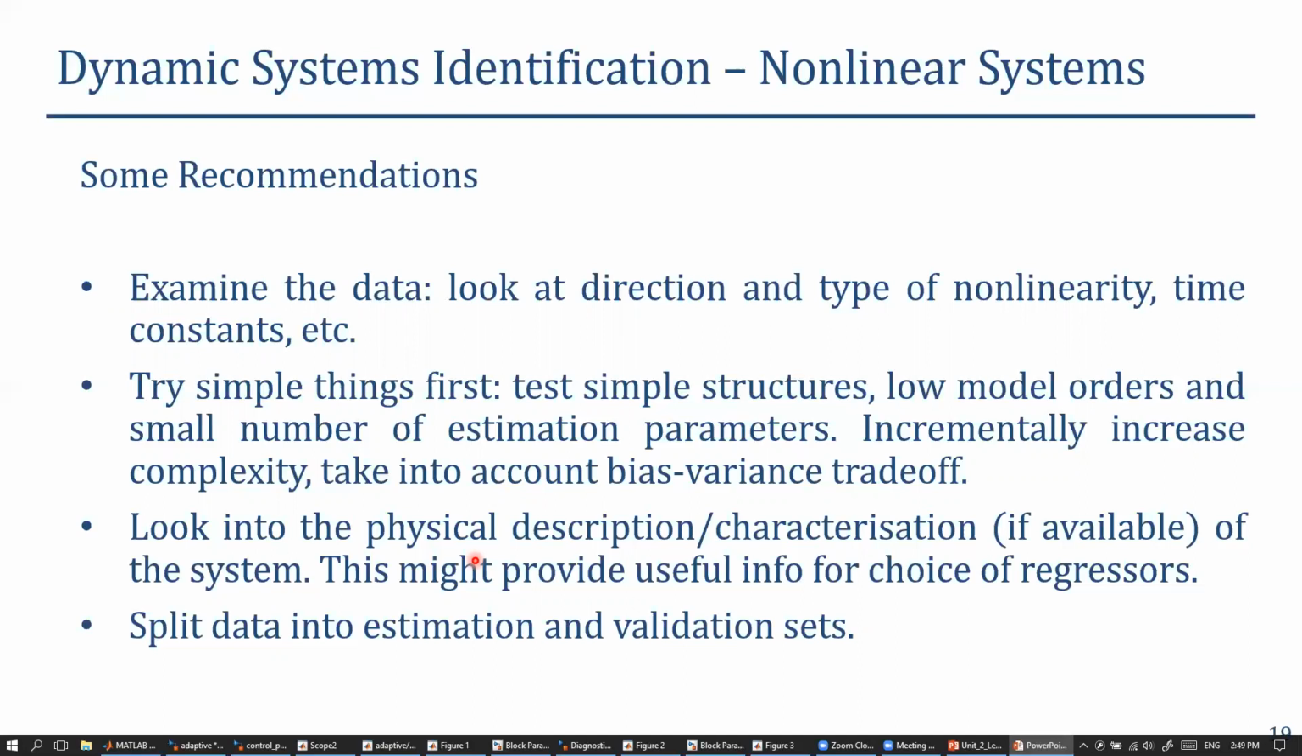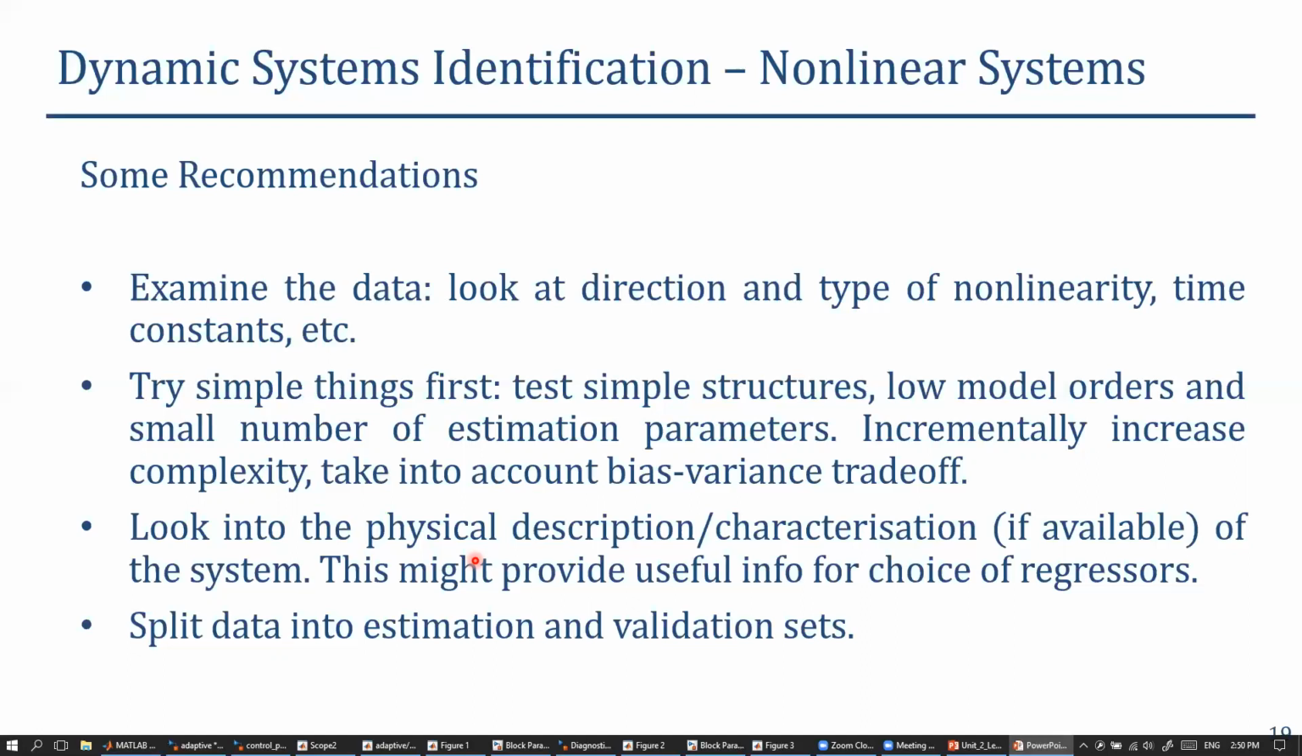Sometimes it can be easily seen from the input-output behavior, for example, that there is a quadratic relationship between the input and the output. This usually happens when you try to model power. Always try the simple things first. Try simple structures, low model orders, a small number of parameters, see how that simple model is able to model the data, and then increase complexity if necessary.